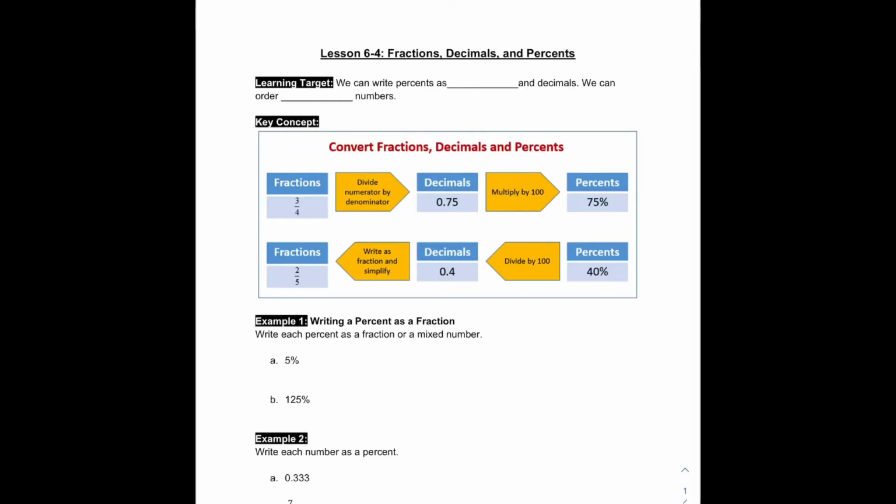All right, here we go. This is lesson 4 and 5. So unit 5, lesson 4 and 5. We're going to be writing percents as fractions and decimals, and we can order rational numbers.